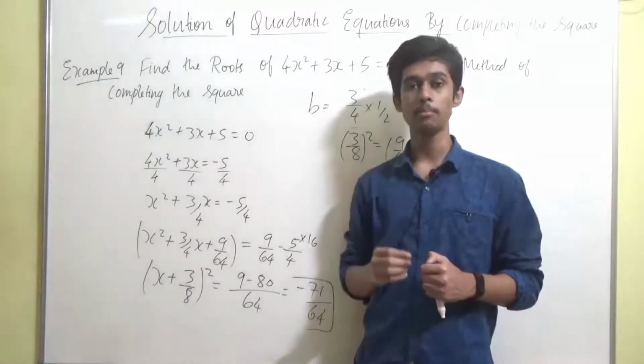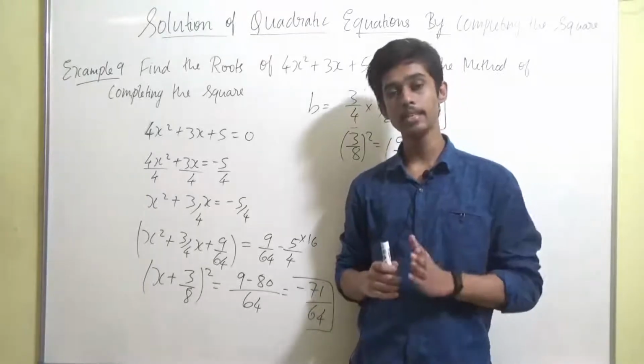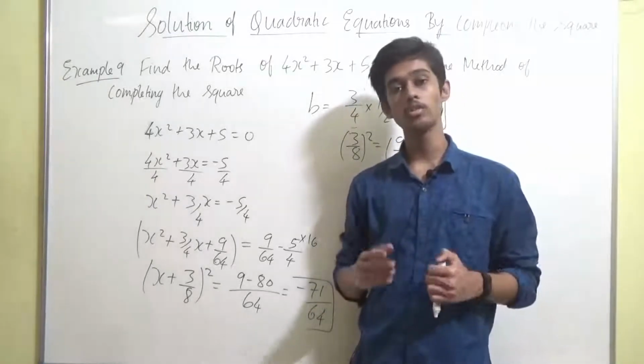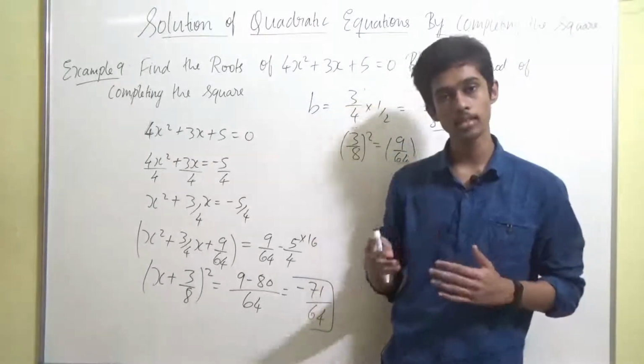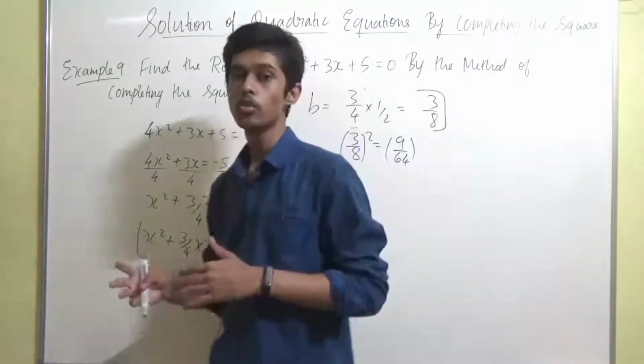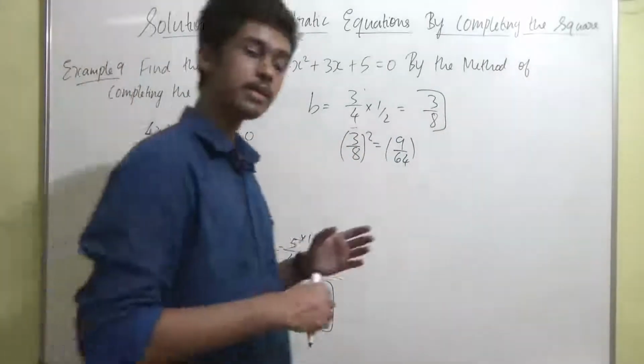See, for example, minus 3 squared is plus 9 only. No, it's not minus 9. Minus 3 squared is 9, and 3 squared is also 9. So if you square a negative number, you will get a positive number only.